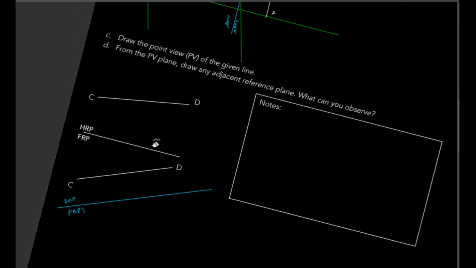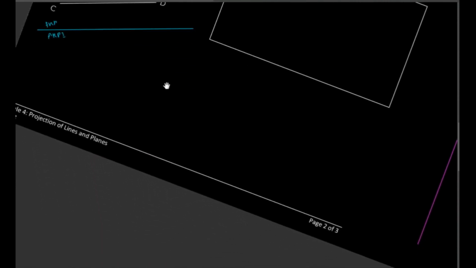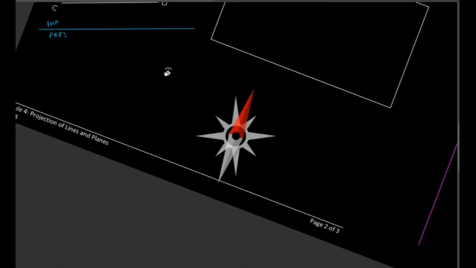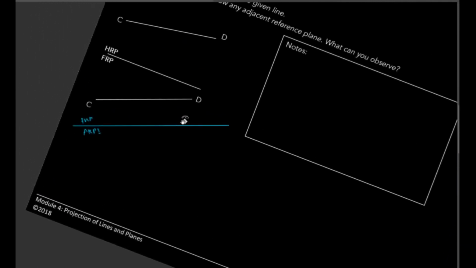Okay, so now that we have our parallel reference plane, let me just adjust it a little bit. Okay, now we have a parallel reference plane. Let's now do our projections.